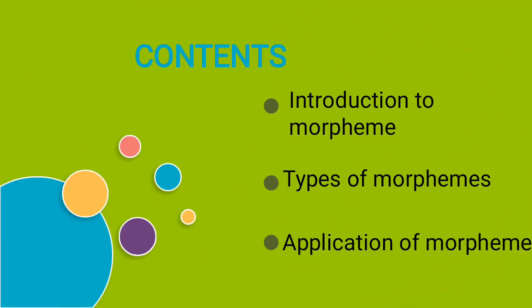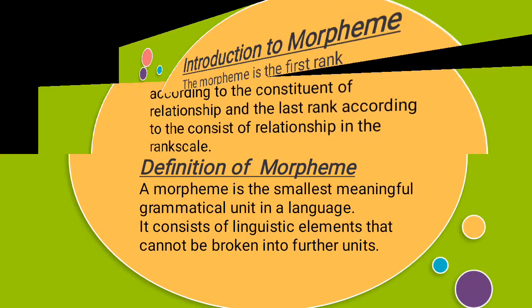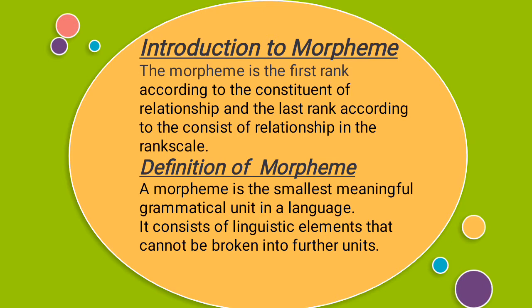So here is the content. We'll begin with the introduction to morphemes, types of morphemes, and application of morphemes. As I said earlier on, we are introducing the morpheme. The morpheme is the first rank according to the constituents of the relationship and the last rank according to the constituents of relationship in the rank scale. So we are defining what a morpheme is.